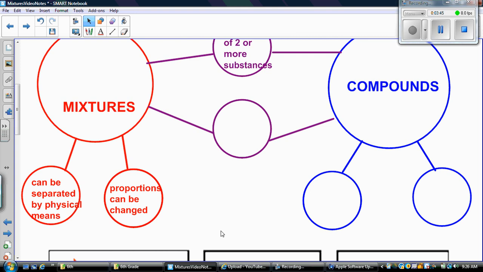Same thing with hot chocolate. I know I add 2 bags of the hot chocolate mix to a cup of water. That's what I like. I like a really strong hot chocolate. Some of you might only add 1 bag. So in mixtures, the proportions can be changed.